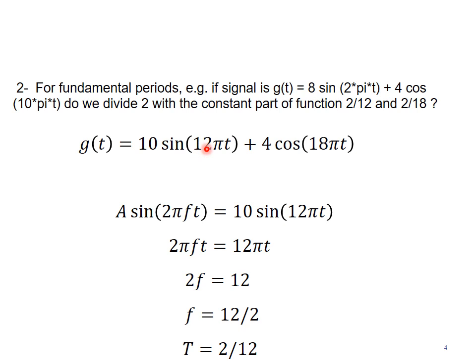So this value, whatever is inside the bracket, 12 pi t, yes, we have to divide it by 2 pi in order to find out the frequency. And why do we divide it by 2 pi? Because if we compare this with the general expression A sine 2 pi f t and 12 pi t, right? If you want to find out the frequency, you have to compare this entire value to this value, right? And when we compare this value, then obviously you have to divide by 2 pi. And if you want to find out the fundamental time period, you have to take the reciprocal.